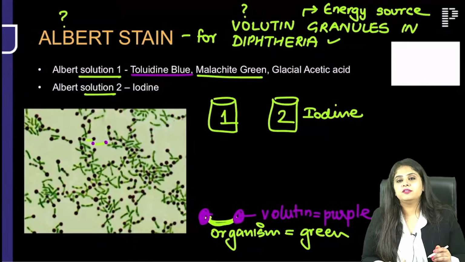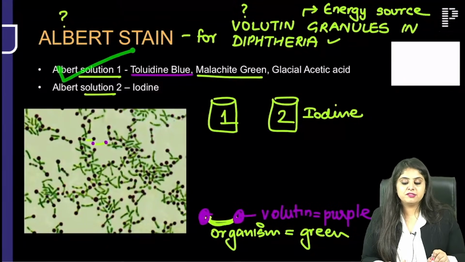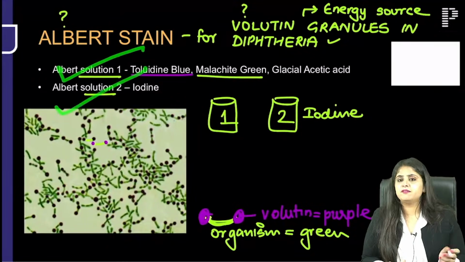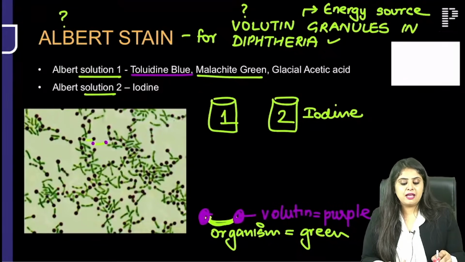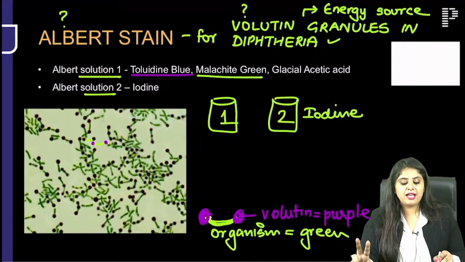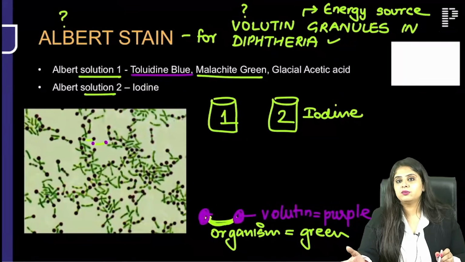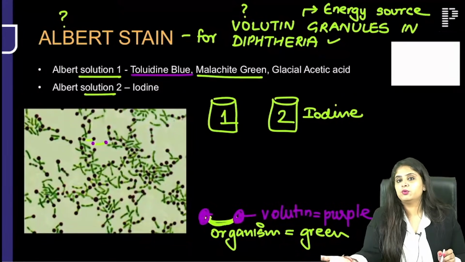Now if someone asks you the protocol, what will you say? You will say, how dumb. I will first add 1 drop of this, then I will add 1 drop of this. Done. I will add solution number 1, I will add solution number 2 and over. Do you think someone will ask you this question? You have 2 bottles, Albert solution 1 and Albert solution 2. What is the sequence? You will say, how dumb is that? I will put 1 and then I will put 2 and then done.